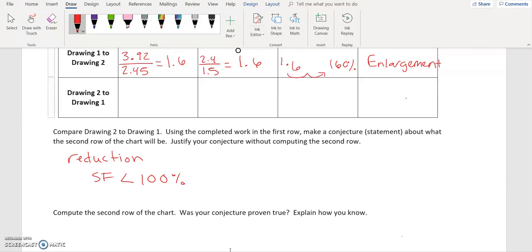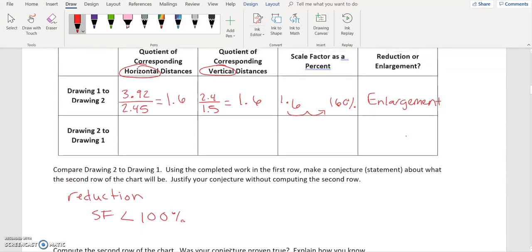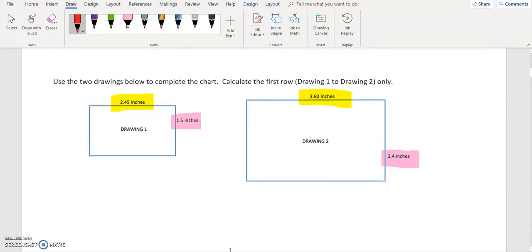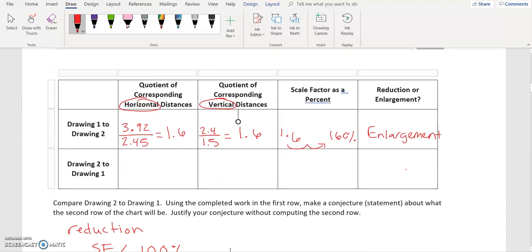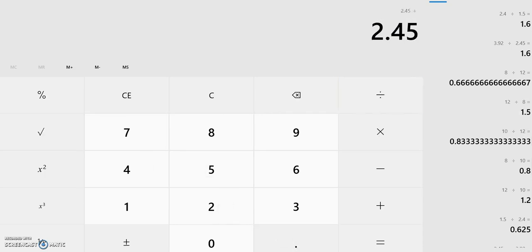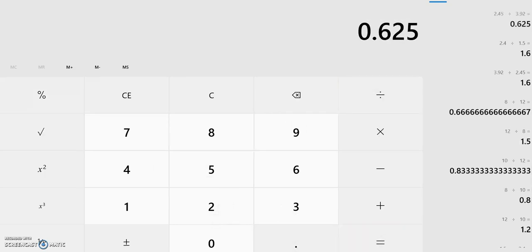Okay, so 2 to 1. Drawing 2 is now our original going to 1. So everything's just basically going to be opposite. We're just going to flip-flop it, because now 3.92 is our denominator and 2.45 is my numerator when I'm looking at horizontal distances. Make sure you are comparing where you have in your fraction the same pieces, the corresponding sides. So 2.45 divided by 3.92 is 0.625.